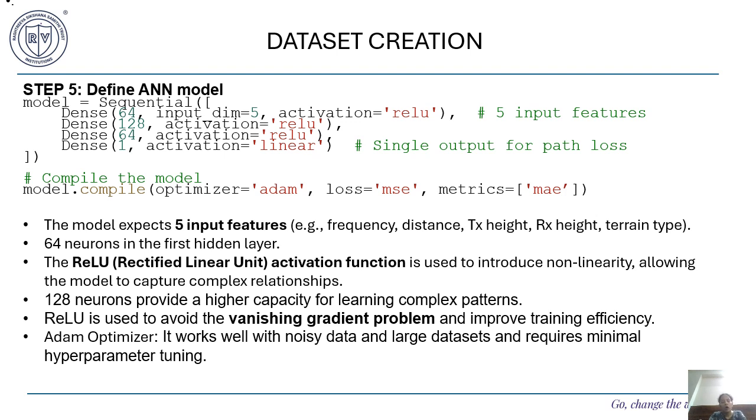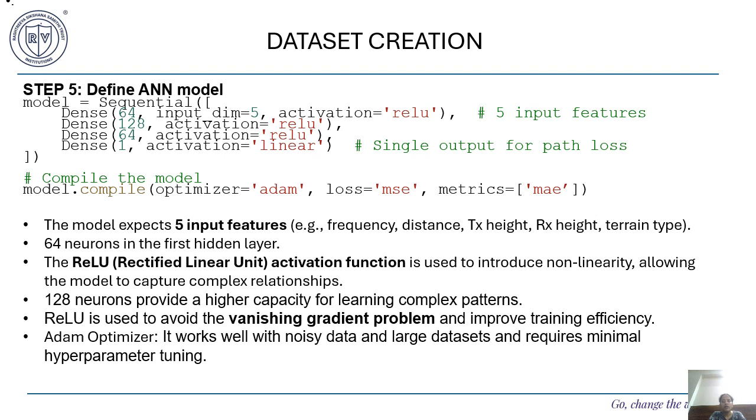So for proper optimization of the dataset, we use the ADAM optimizer. It works well with noisy data and large datasets and requires minimum hyperparameter tuning. It adjusts learning rates dynamically to improve the training. Going forward, we also have the mean squared error, which we were talking about previously. It is used for regression tasks. It penalizes larger errors more heavily, helping the model to make accurate predictions.